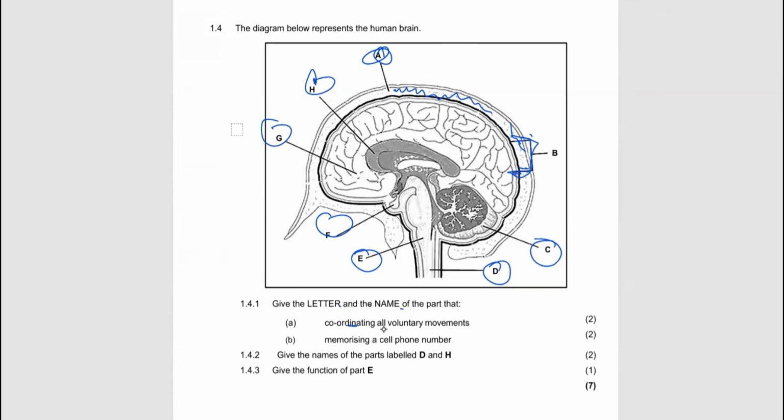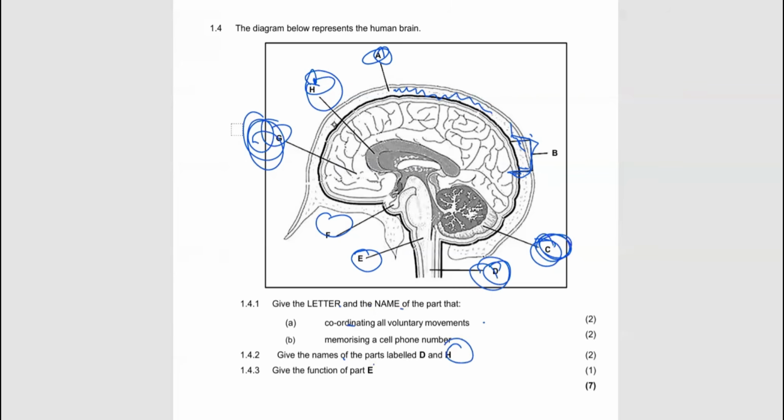Give the letter and name of the part that coordinates all voluntary movement. Voluntary movements are coordinated by the cerebellum. And then memory, reasoning, and judgment: higher thought processes, memory, reasoning, and judgment. That's the function of G, which is the cerebrum. Give the name of part D on the diagram. What is D? Spinal cord. H.